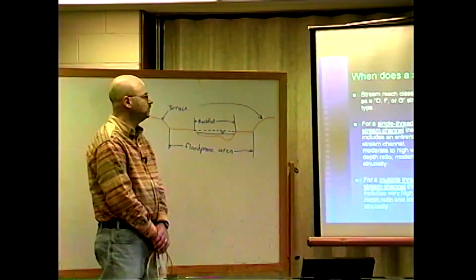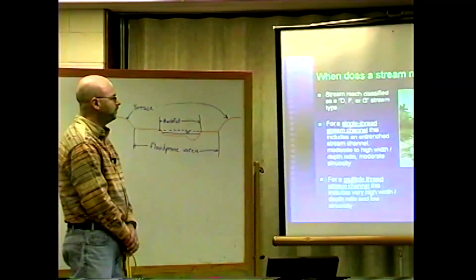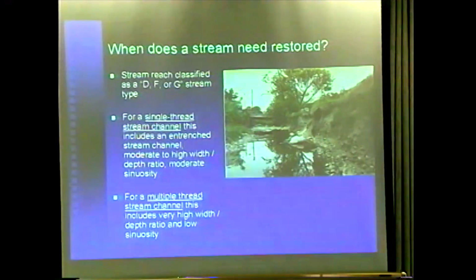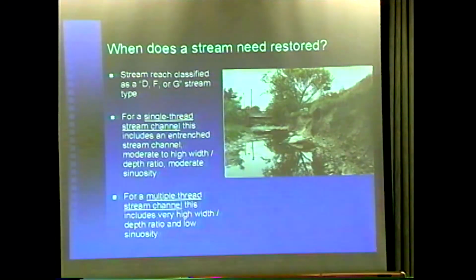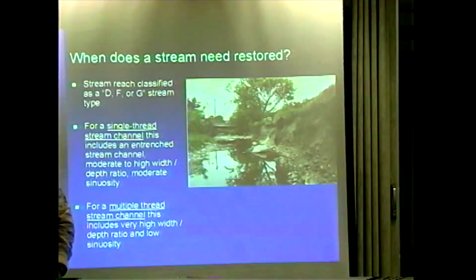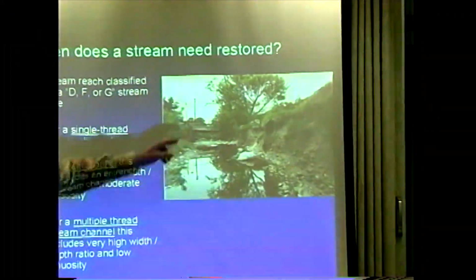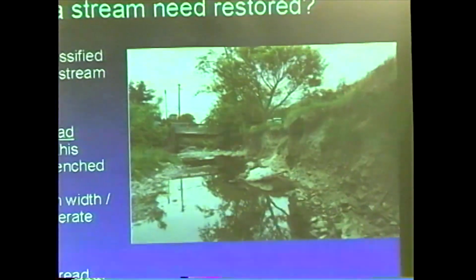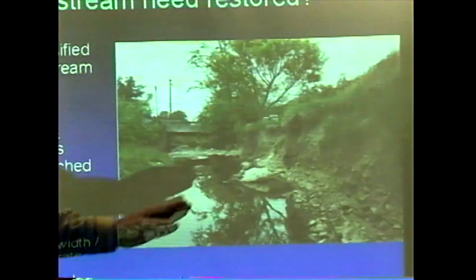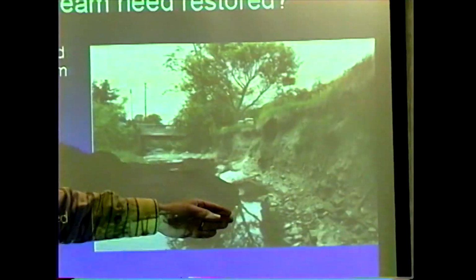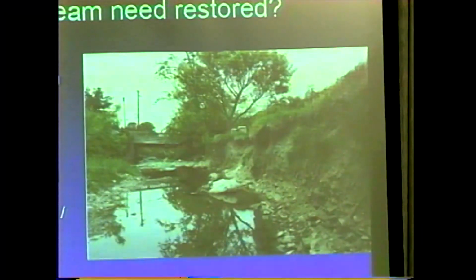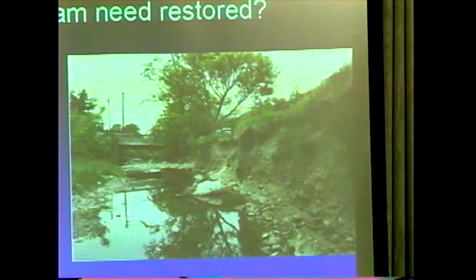When does a stream need restored? The D's, the F's, and the G stream types. The stream you see here, this is right by the post office by Lesnett Road. That's the bridge at Lesnett Road. And as you can see from this, there's a lot of problems here. You have no vegetation. There's bank erosion taking place there. The sod of the grass is being undercut.